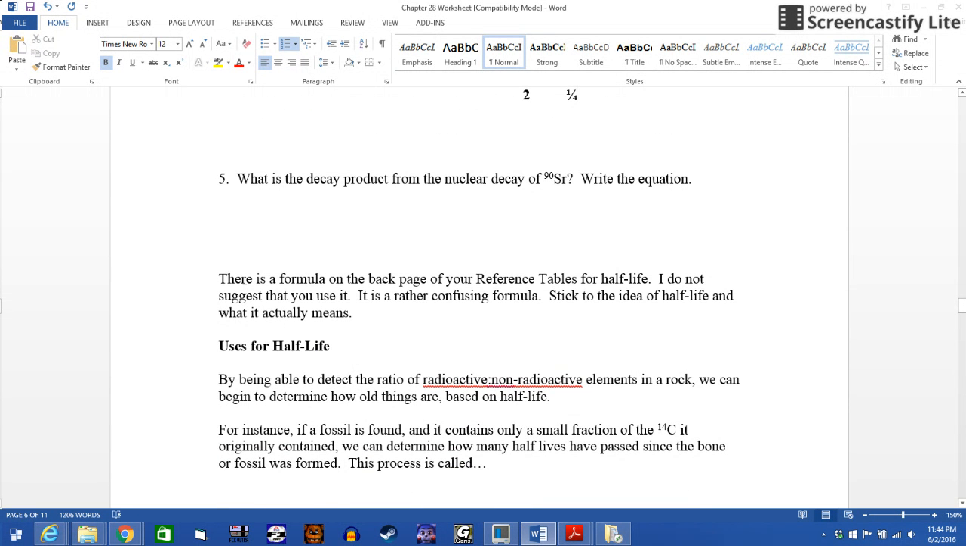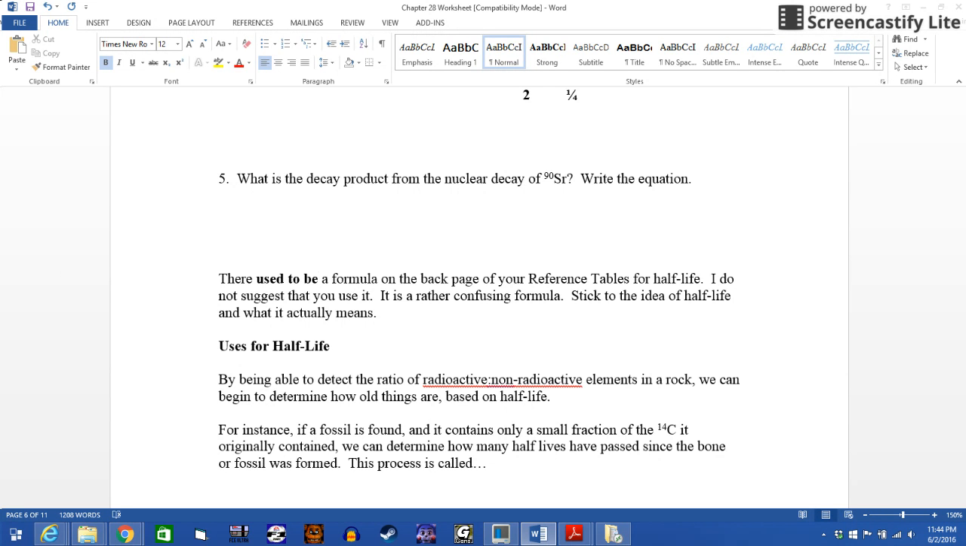Now, there is a formula. There used to be a formula, I should say. It's no longer the case. This probably should have been erased from your notes. There used to be a formula on the back page of reference tables for half-life. It was awful. It worked, but it was awful, and I never let my students use it. So I guess they had a lot of teachers saying that, and so they scrapped it altogether. So it's not on trusty Table T.